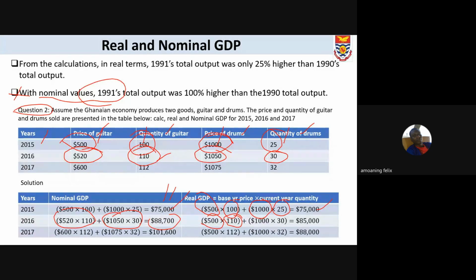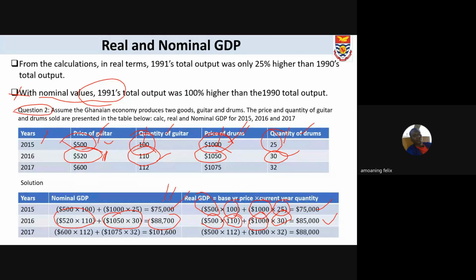Then when I come to drums, I'll use the base year price, which is 1,000, but the quantity is 30. When I add, I am going to get 855. Now compare the two. You see that the real GDP is lower than the nominal GDP. It tells you that we did not consider the price changes when we were calculating the real GDP. You know that in 2016 prices increased, but we focused on the 2015 base year price.